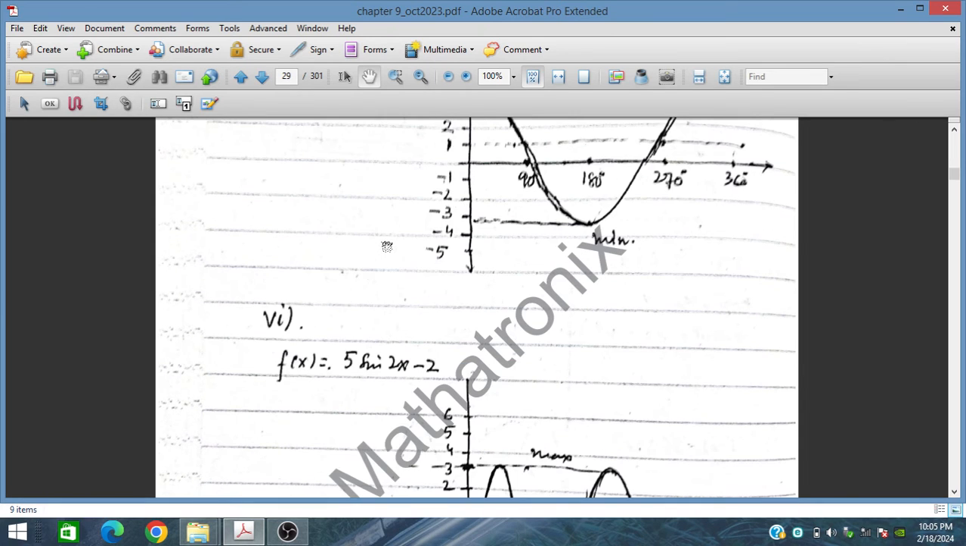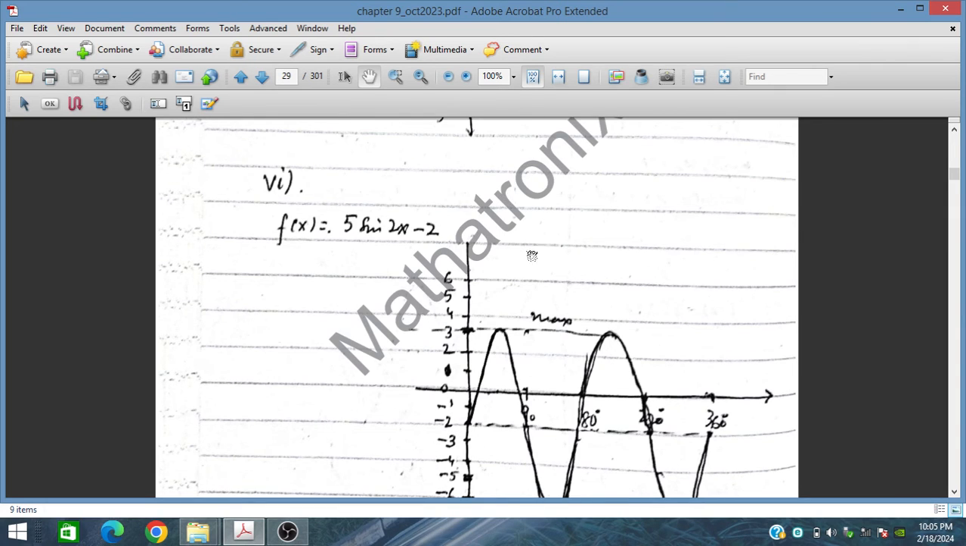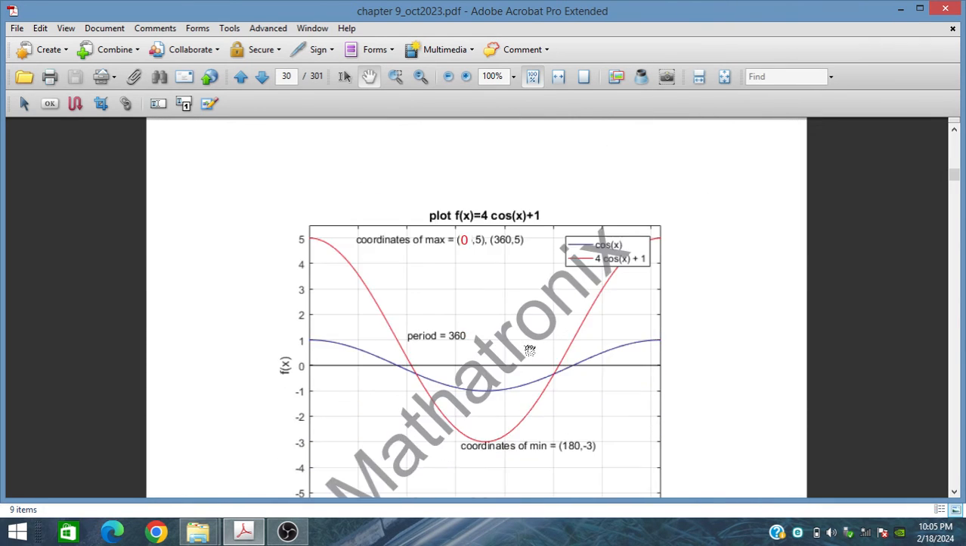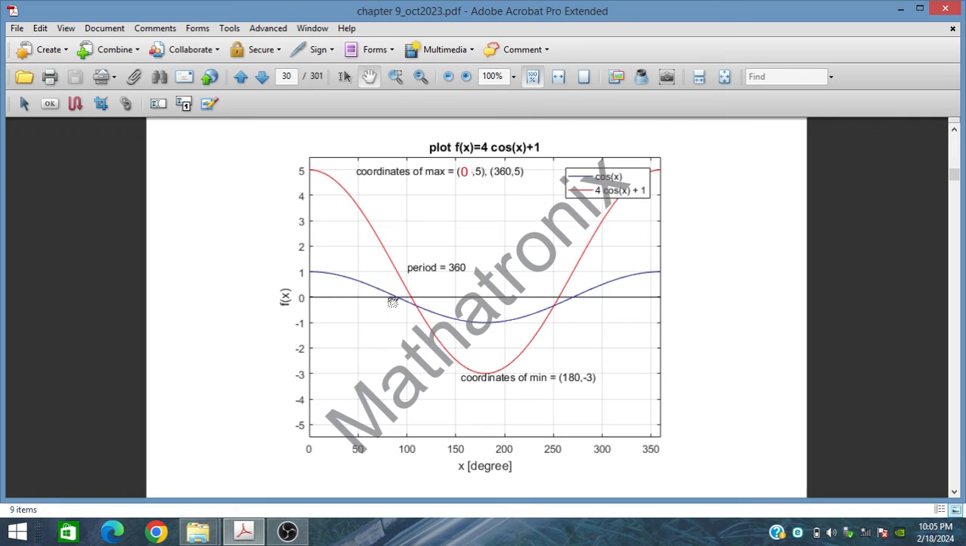So we have seen this, and the second one is 5 sine 2x minus 2, which will be plotted in a similar way. So we have obtained this one. Let's see this in the graph. This is simple cos function. This blue is simple, just for understanding. Actually, we have to plot this 4 cos x plus 1. So this 4 cos x plus 1 is this. So this is 5 here. At 90 degree, this value is 1. At 270 degree, here we have again 1. This is the plot.